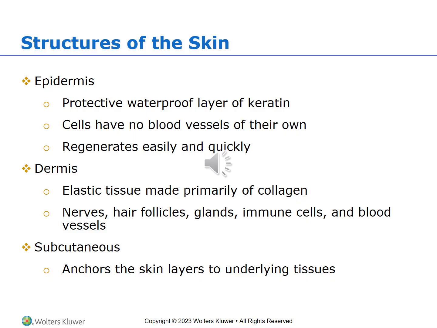Structures of the skin. So we have our epidermis, which is our waterproof protective layer of keratin. There are no blood vessels in this layer. It regenerates easily and quickly. Then we have our dermis, elastic tissue made primarily of collagen. And in this layer, we have our nerves, hair follicles, glands, immune cells, as well as blood vessels.